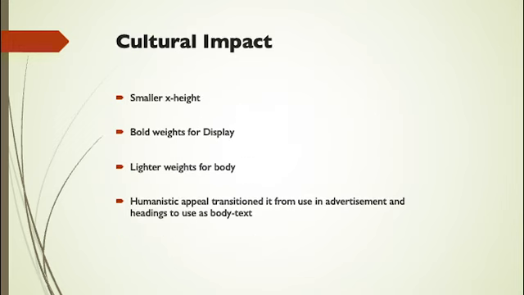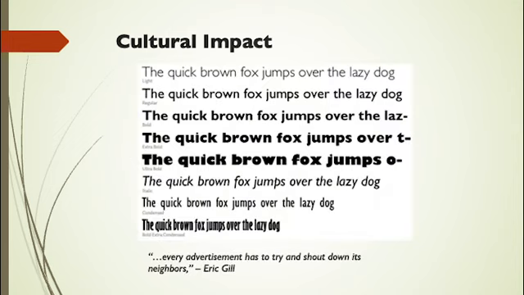Gill Sans had a unique and relatively small x-height. Originally it was used for advertising and headlines, but its humanistic appeal led to it being used as body text as well. The Gill Sans family ranges from light to the exaggerated extra bold, because every advertisement has to try and shout down its neighbors, Gill explains in his essay on typography.